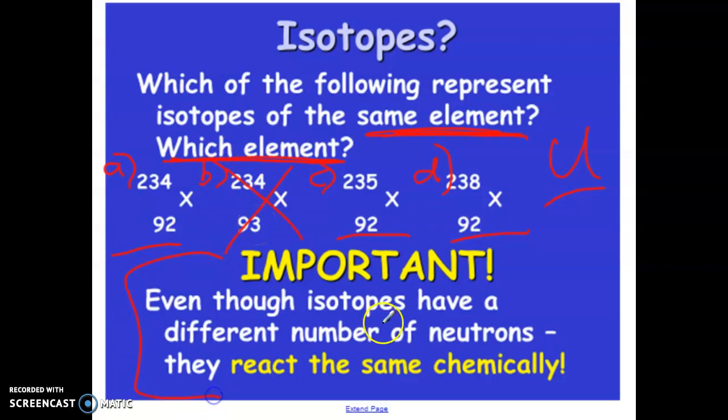Now, I've already mentioned this, but it's important to know, again, that even though the number of neutrons are different in isotopes, if you're doing a chemical reaction with different isotopes, they are exactly the same. The only difference is if there is a nuclear reaction, and that is different from a chemical reaction.